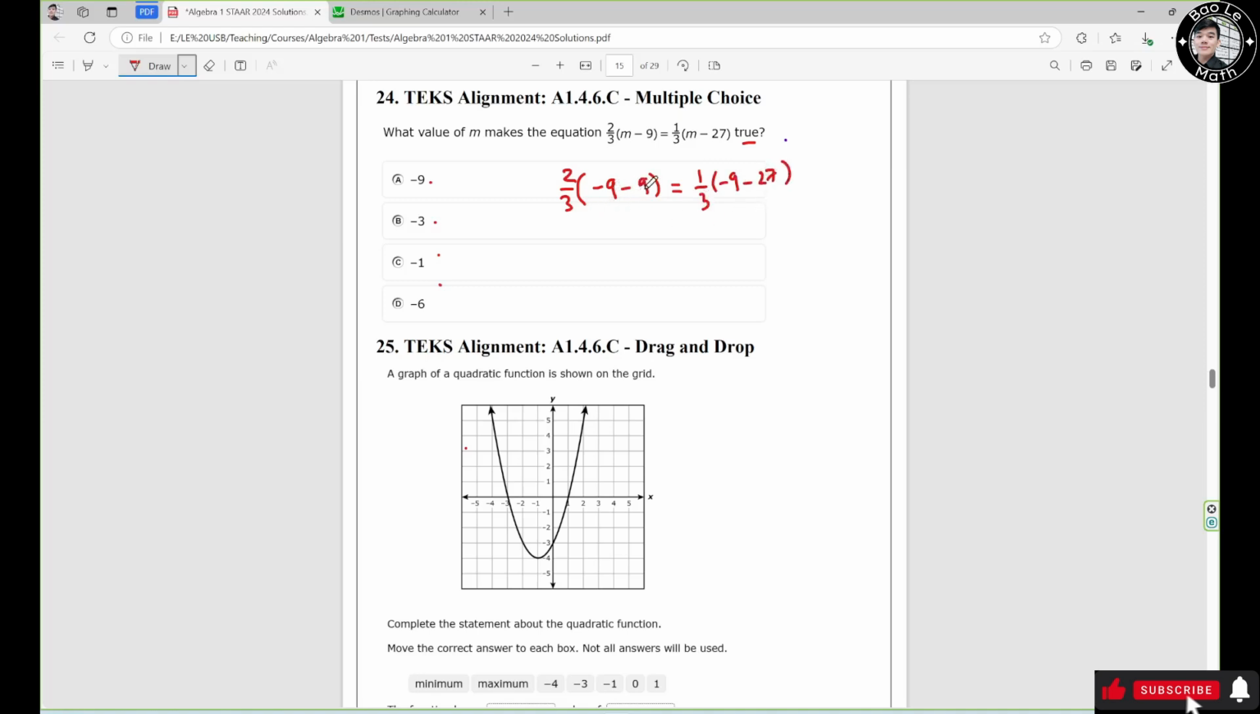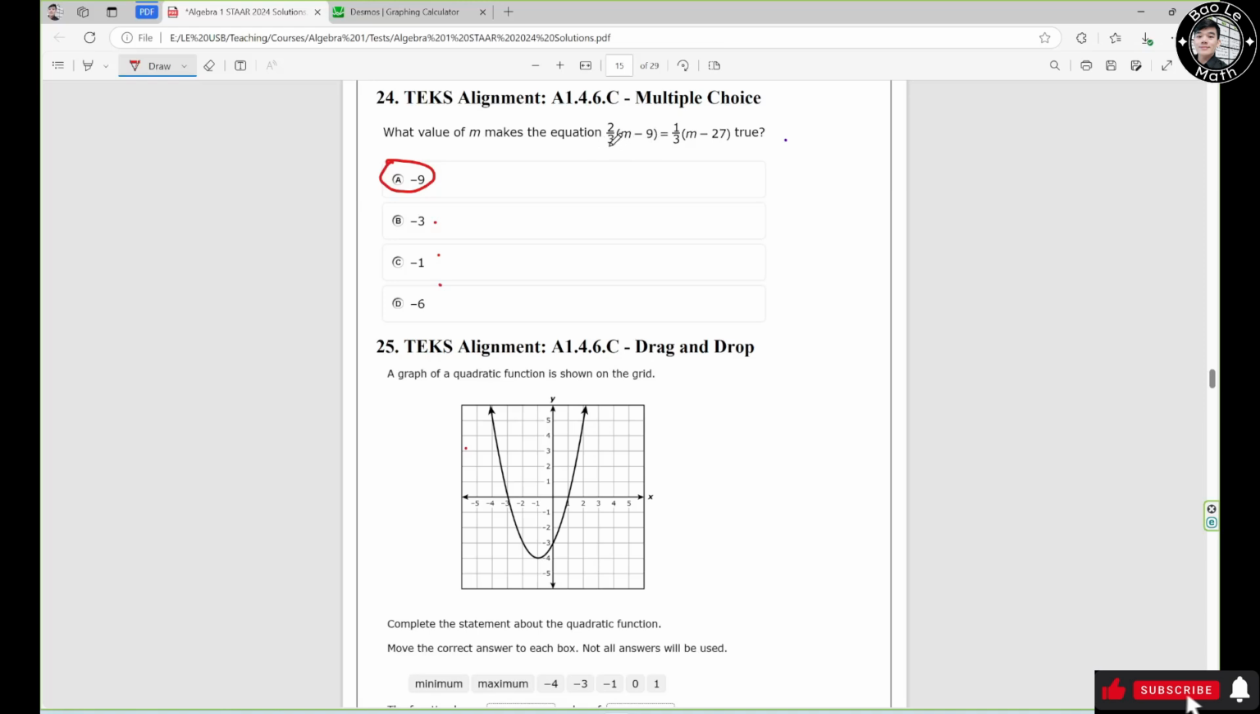So negative 9 minus 9 is going to be negative 18. So I have 2/3 times negative 18 equals 1/3 times negative 36. Now negative 18 times 2 is negative 36, divided by 3 is negative 12. And negative 36 divided by 3 is also negative 12. That makes this one true. Now the second way is to solve this equation for m.